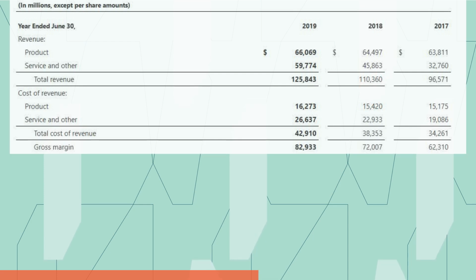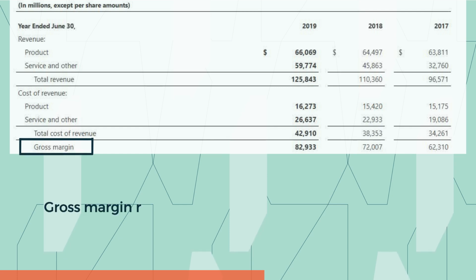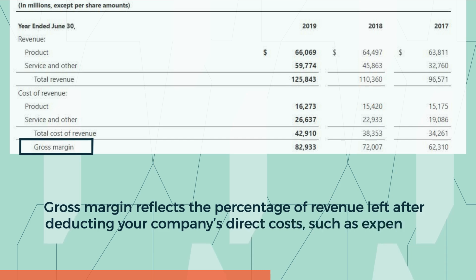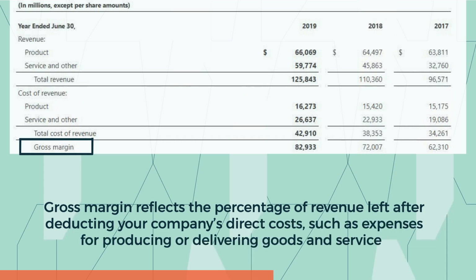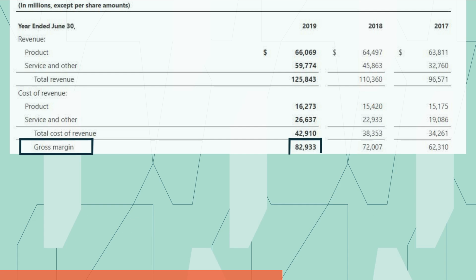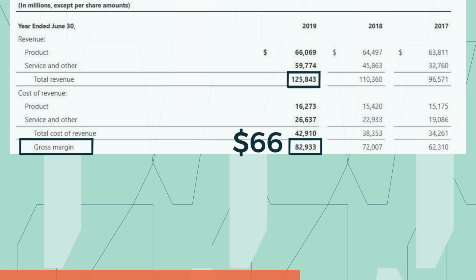Now let's examine the profitability subtotal. Do you see it? It's labeled as gross margin. Gross margin reflects the percentage of revenue left after deducting your company's direct costs, such as expenses for producing or delivering goods and services. Simply put, revenue minus cost of revenue. In this example, Microsoft's gross margin is approximately $83 billion out of nearly $126 billion in total revenue, resulting in a margin of about 65 to 66%. This means that for every $100 worth of products and services sold, Microsoft earns $66.